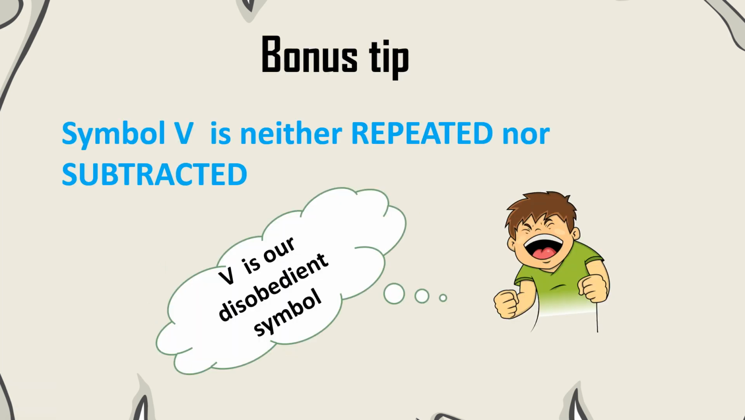Moving on, here is my bonus tip. The symbols V, L and D are neither repeated nor subtracted. Learn it. Okay. V, L and D. These symbols are our disobedient symbols.